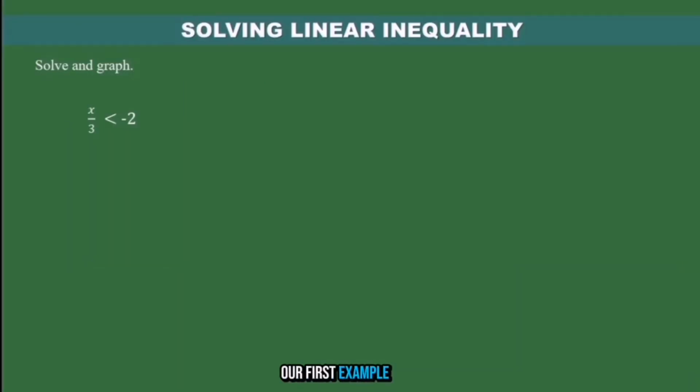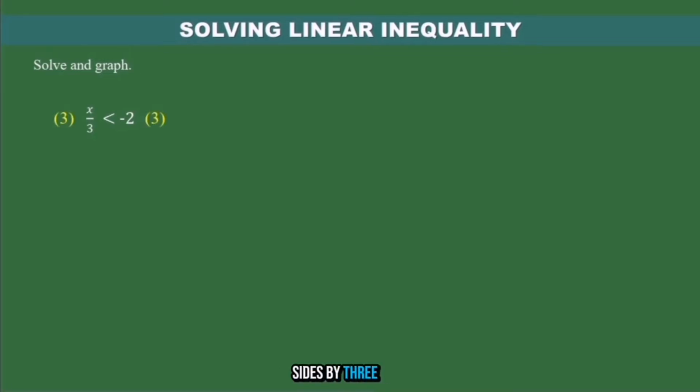Here is our first example, and let's solve this inequality: x over 3 less than negative 2. Here x is divided by 3. To isolate x, we do the opposite. We multiply both sides by 3. To simplify both sides, on the left the 3 cancels with the denominator 3, and we have x remaining. Less than negative 2 times 3, which is negative 6.